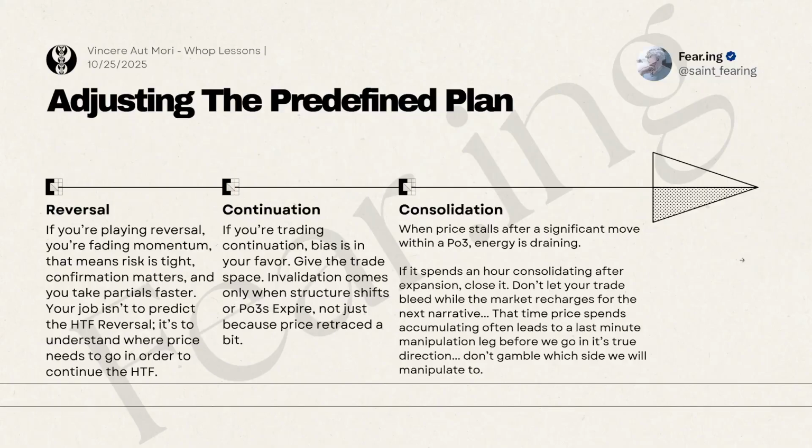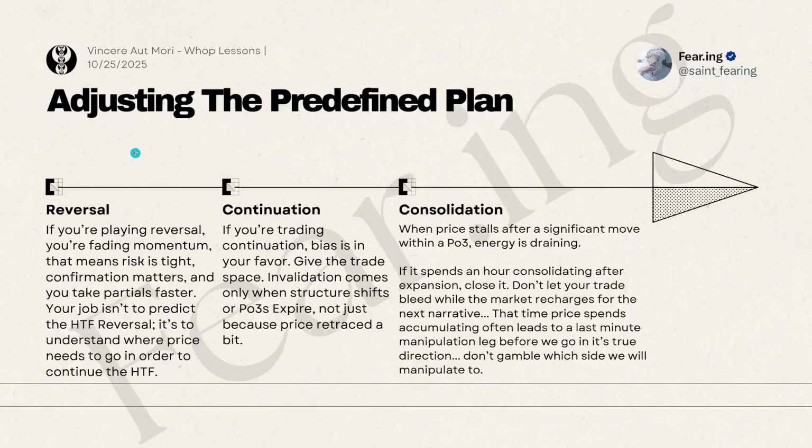And yeah, there are times where you can adjust your predefined plan. These don't happen too often, but there's always a chance. The first aspect is reversals. If you're playing the reversal, you're fading the higher time frame momentum. So you understand that you're fading the yearly power 3, the quarterly power 3, the monthly power 3, the weekly power 3, and so on.